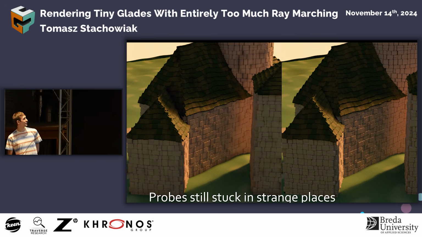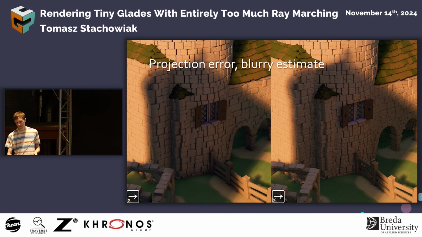And we still had the problem of probes getting stuck in strange places. So if you look at the tower on the left side, there are these strange dark splotches, and that happens when you spawn a probe in a strange crease in between objects. So you have to do some kind of adaptive placement, trying to figure out, oh, this probe is in a bad place, let's try to get it out of there.